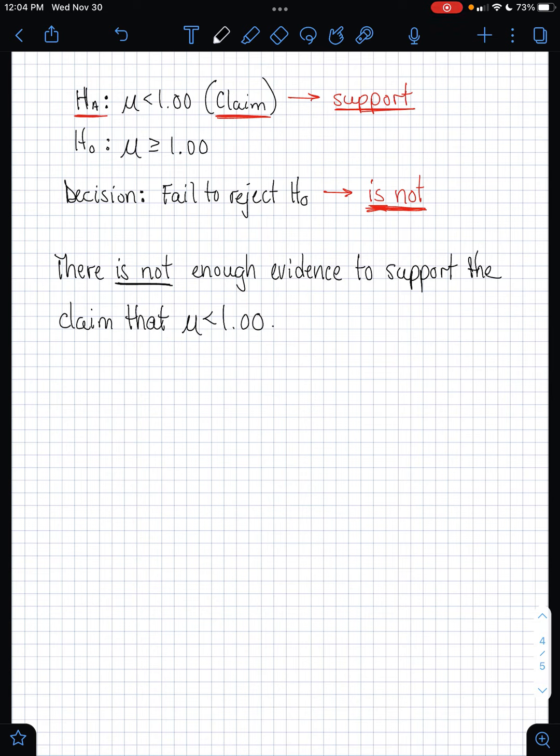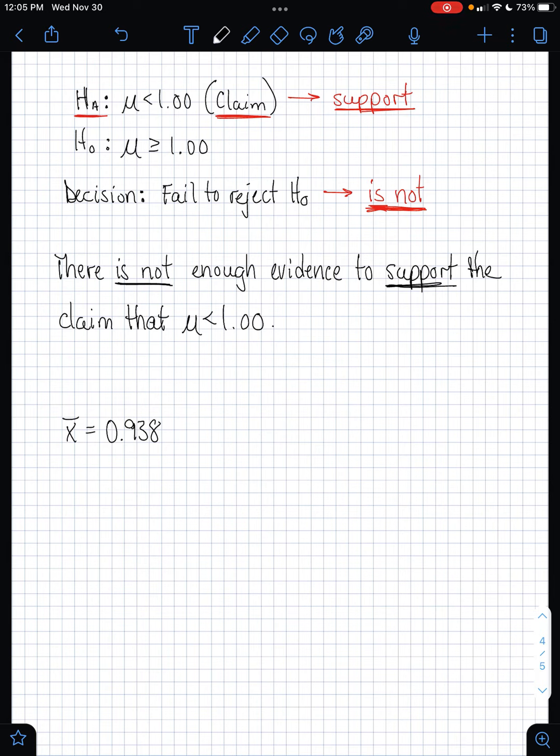Now, again, it makes more sense, once you've written it, to go back and look at the problem, at the claim that was made and the decision that was made. So the claim was that mu was less than 1.00. Our sample data came up with a mean of 0.938. Now that was smaller than 1. But the question here is, was it smaller enough? It's pretty close to 1. In order to support the claim, it has to be definitively less than 1.